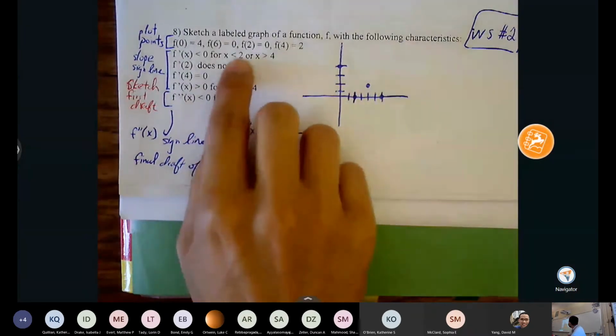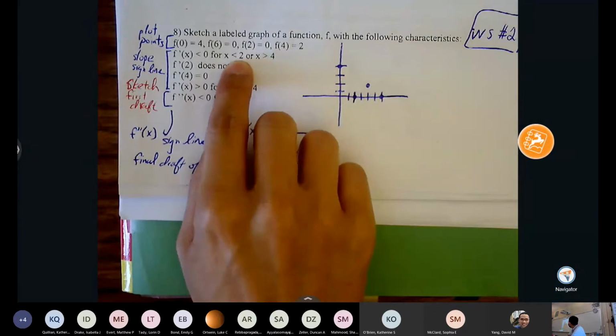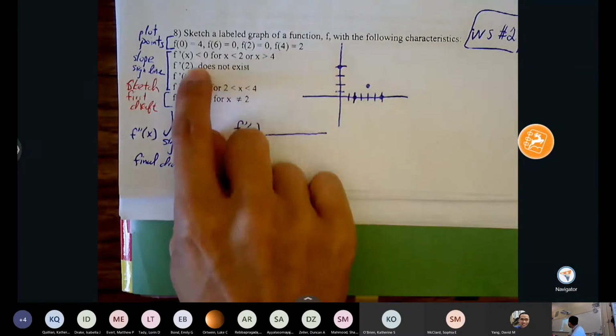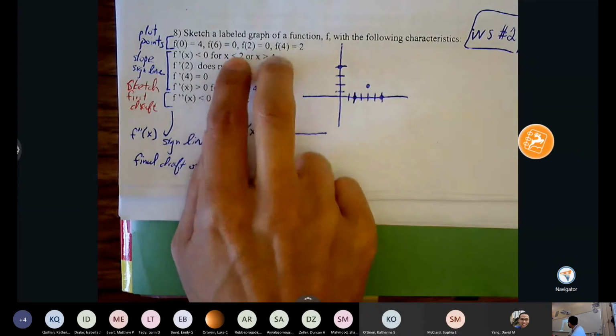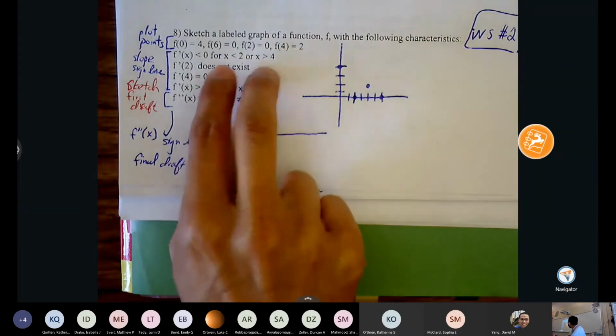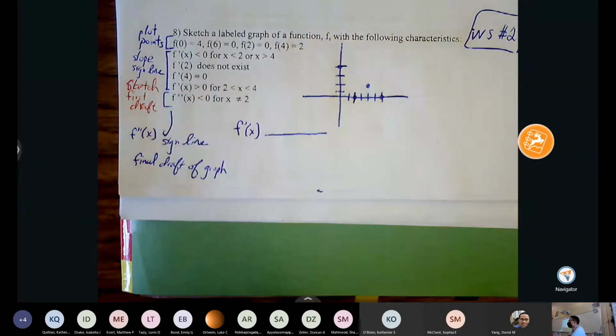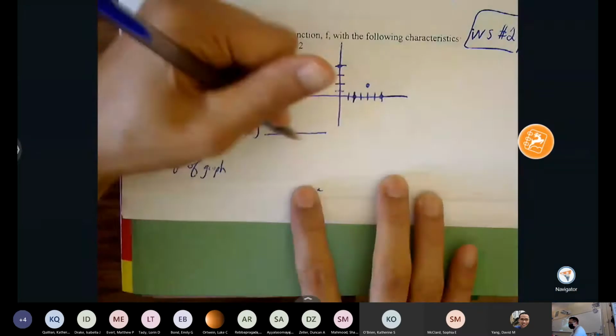2 and 4, right? So we don't want to include 0, right? 0 is talking about slope. That's something else. But any time that we hear any mention of an x value, we're going to put that onto our sign line.